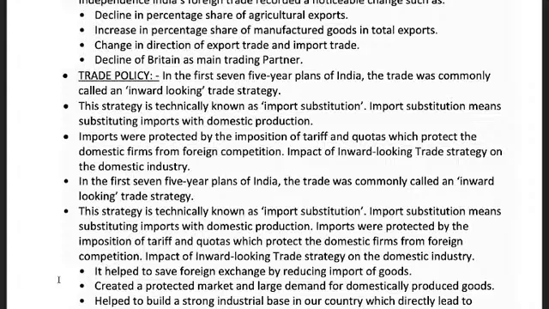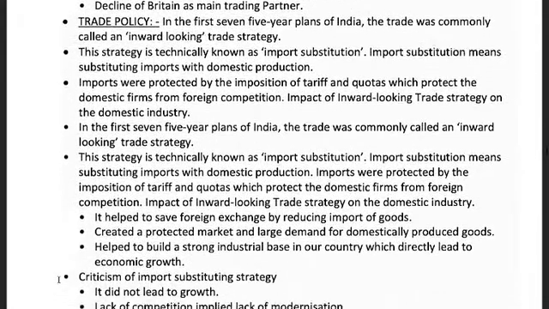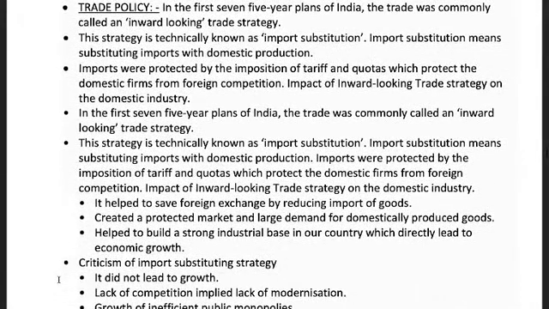It helped to save foreign exchange by reducing the import of goods, created a protected market and a large demand for domestically produced goods, and helped to build a strong industrial base in our country, which directly led to economic growth.